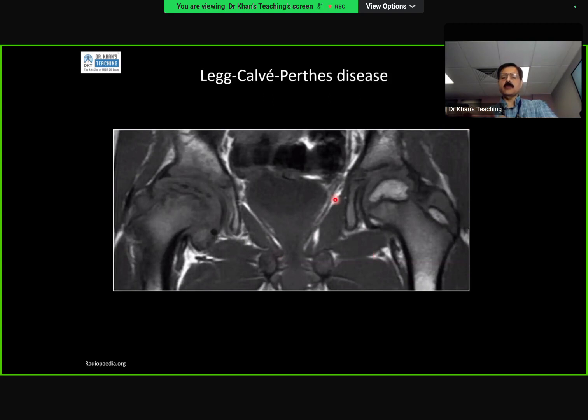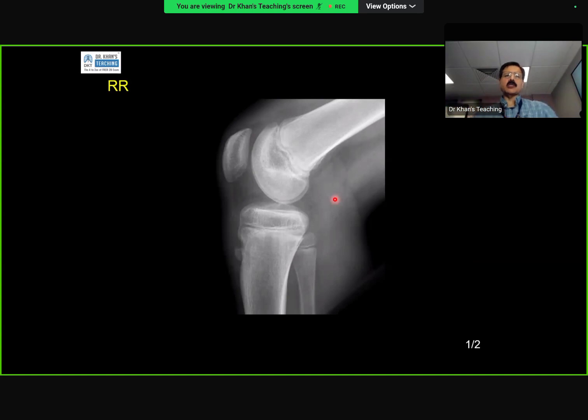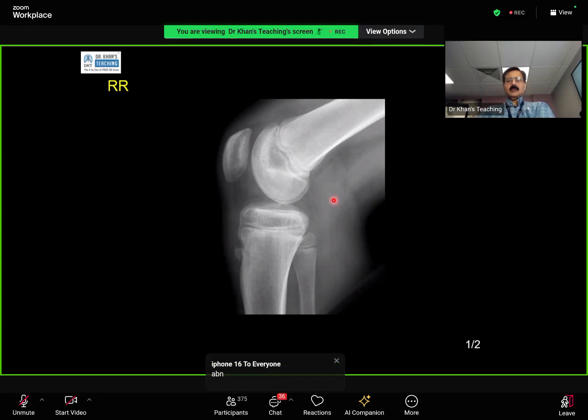Candidate 5, yes sir. So, spot diagnosis, rapid reporting: normal or abnormal? Abnormal, sir. And what is the abnormality? The tibial tuberosity looks a bit avulsed. Can that be a normal variant? Yes, that can be a normal variant also.